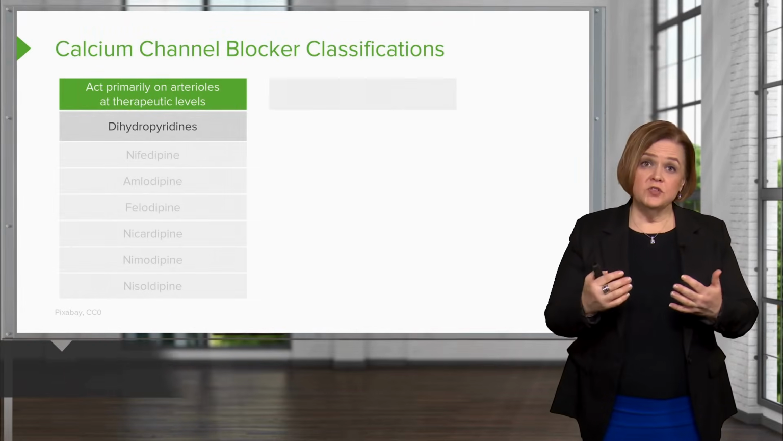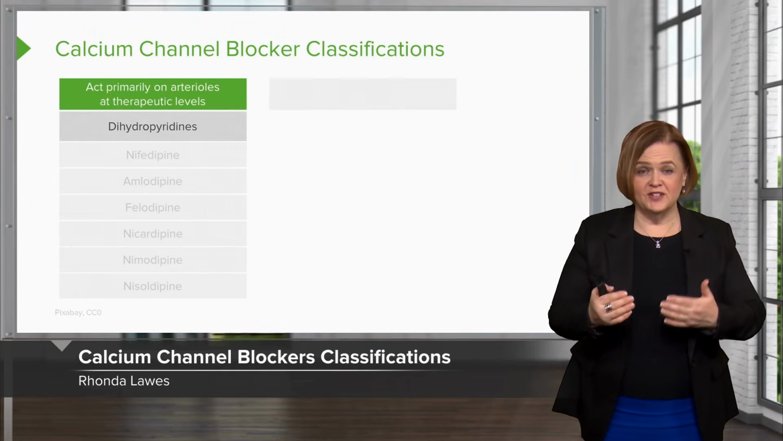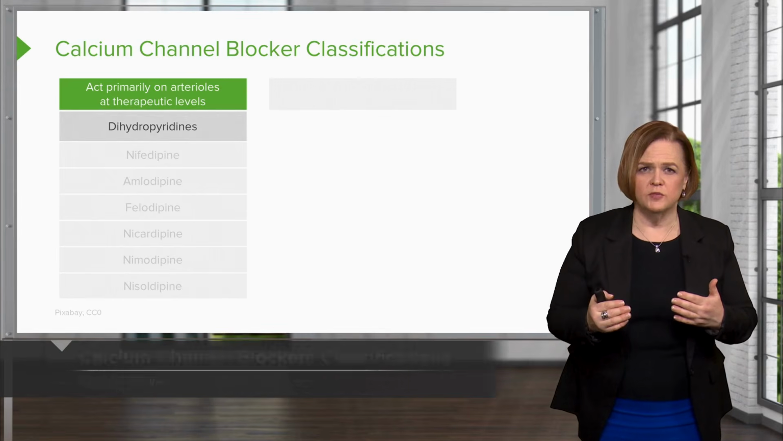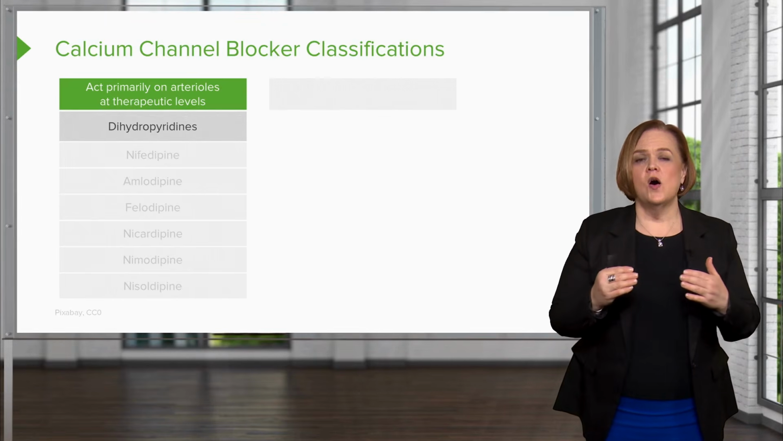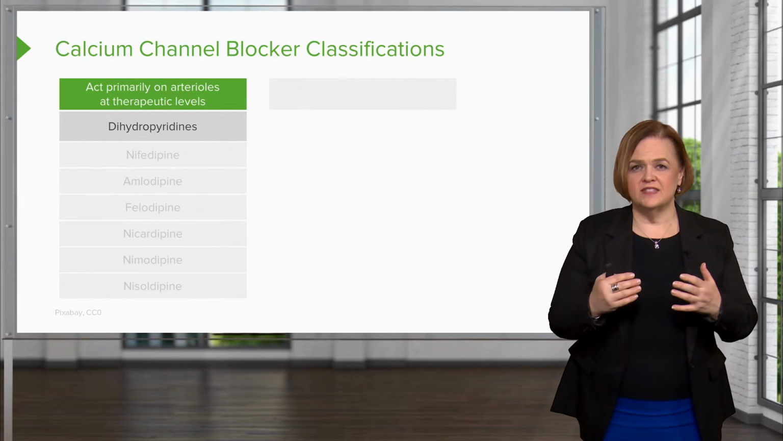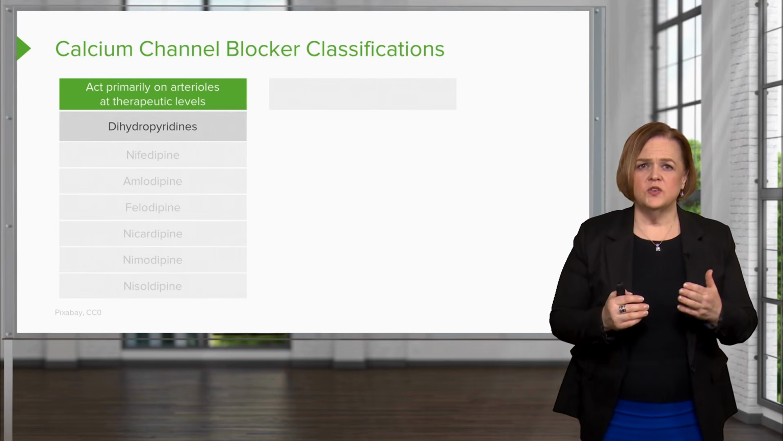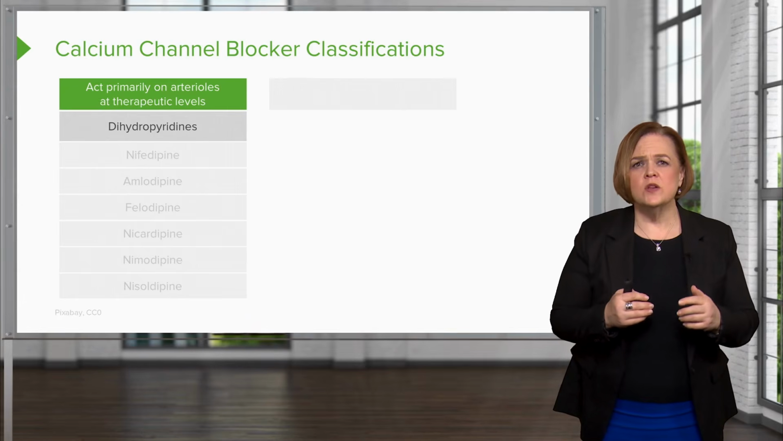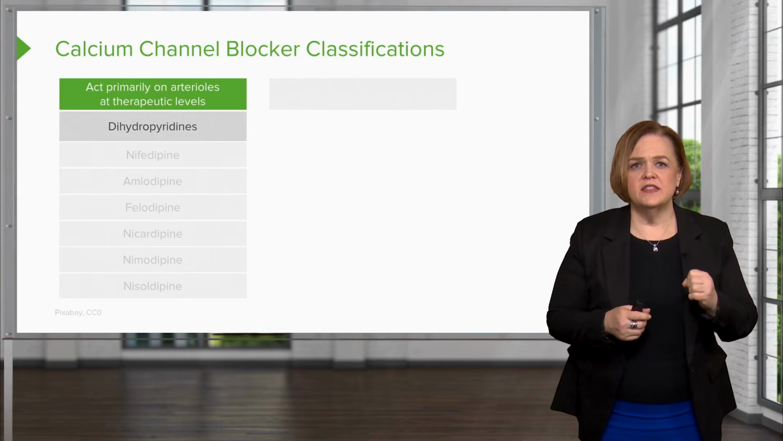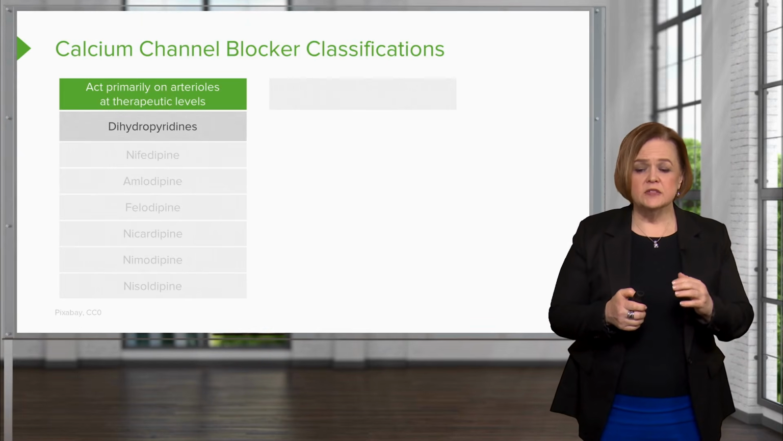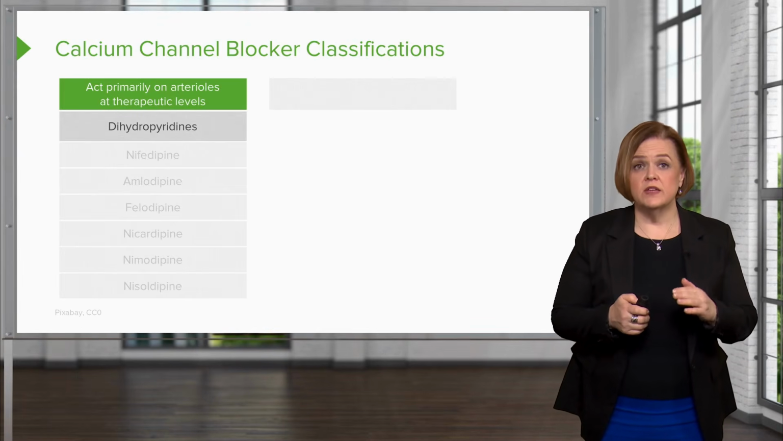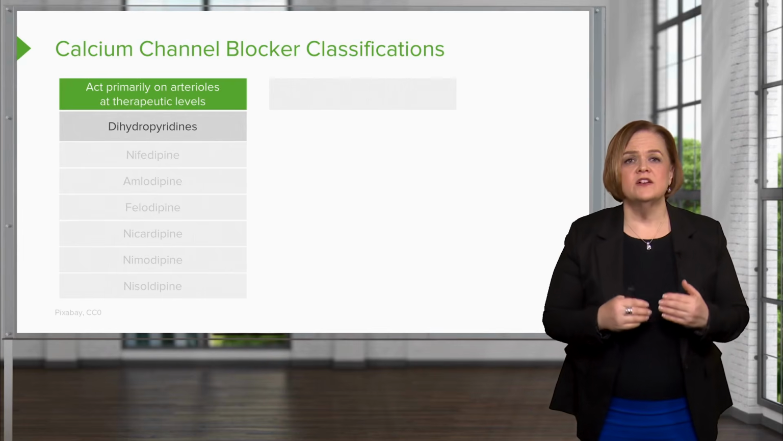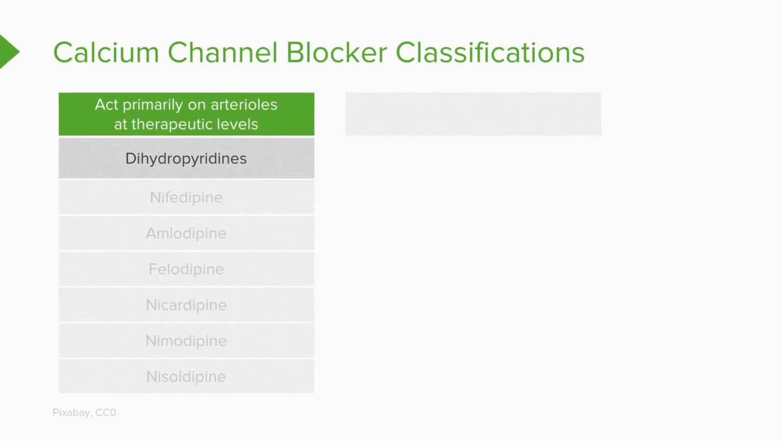Okay, now in the calcium channel family, we have several other different families. So I just want to show you how those are broken down, because not all of the calcium channel blockers have the same exact actions. This group, the dihydropyridines, act primarily on the arterioles at the therapeutic level. So if we're giving these medications at therapeutic levels, they primarily act on the arterioles. Remember from our blood pressure video, those are like the control valves. So here's a list of the names that fall under that category.